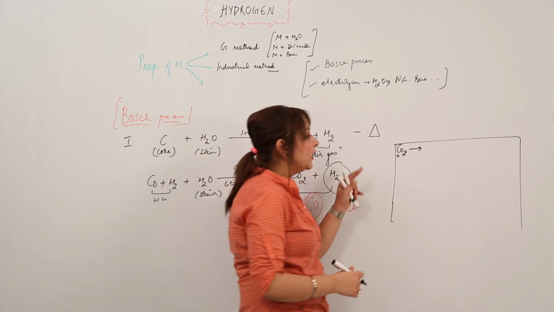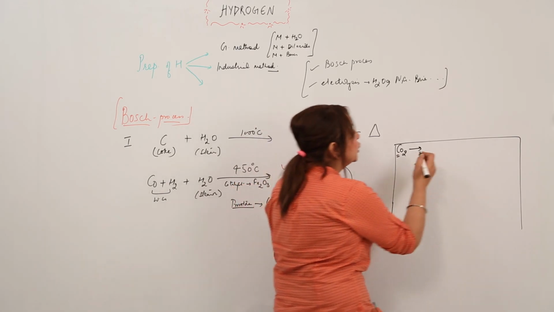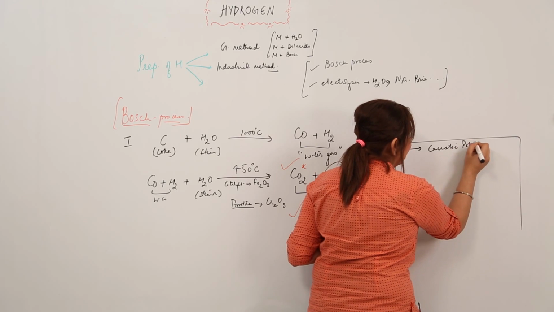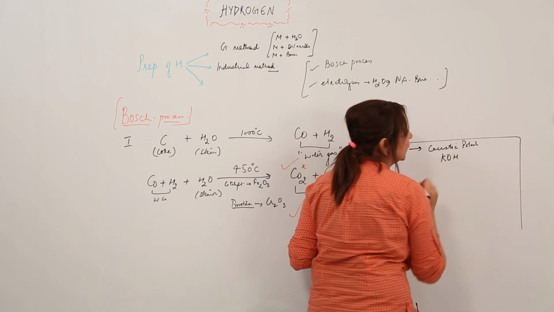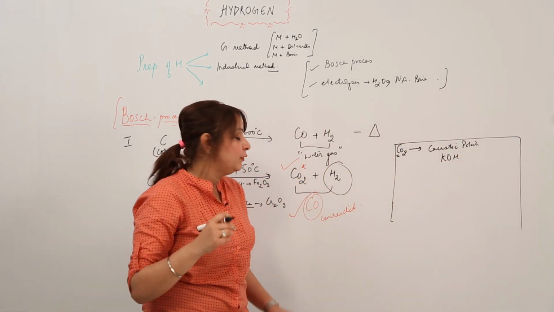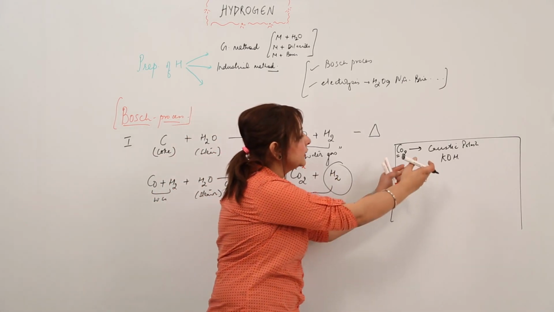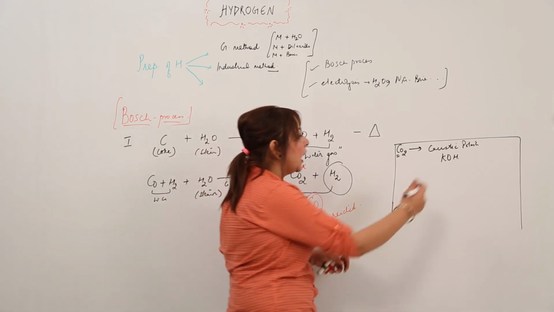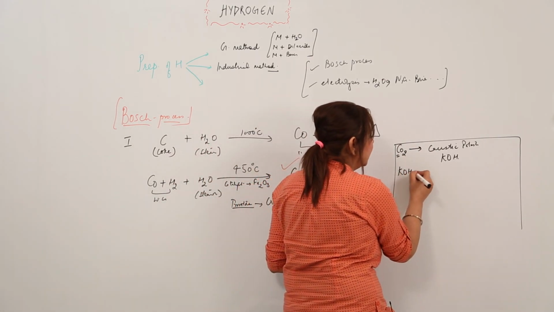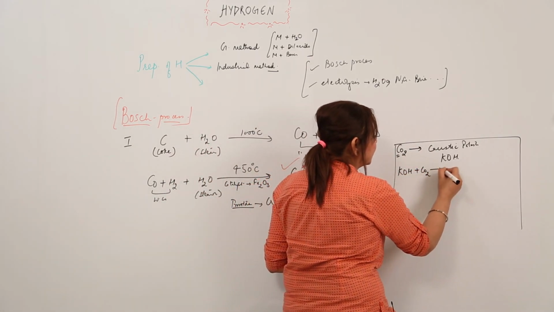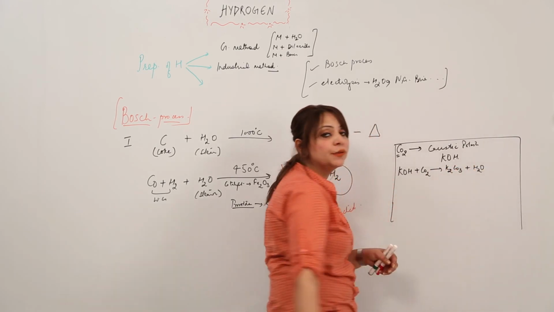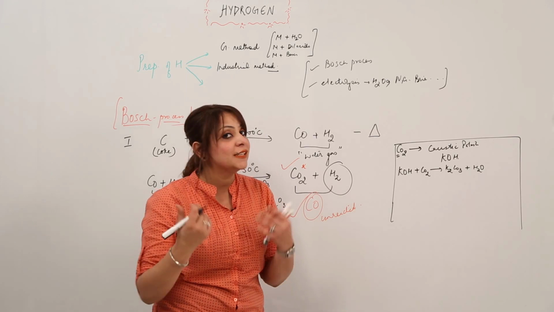we are going to pass this mixture through a solution of caustic potash, and you know that caustic potash is KOH, right? So we will pass this mixture into a container which contains the caustic potash. How is this caustic potash going to act? It will react with the carbon dioxide, leading to the formation of potassium carbonate, and along with that water will be formed. So that means CO2 is now removed.